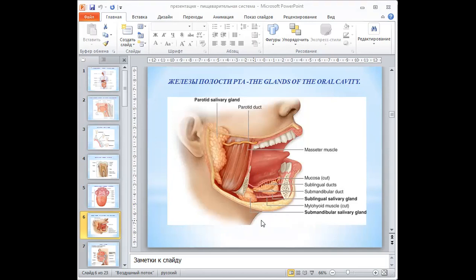The submandibular salivary gland belongs to the alveolar tubular type and has a lobed structure. The sublingual gland belongs to the mucous type, is alveolar tubular, and is located at the bottom of the oral cavity between the tongue and the inner surface of the lower jaw. They open into the mouth cavity. The main duct opens next to the submandibular gland by one common duct.